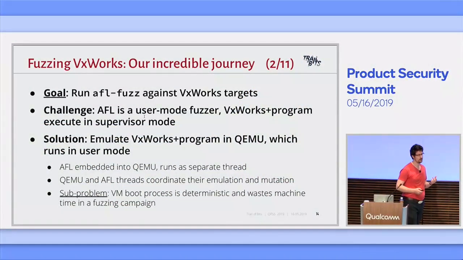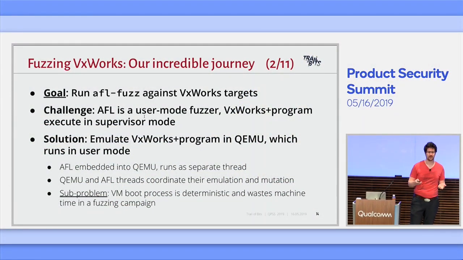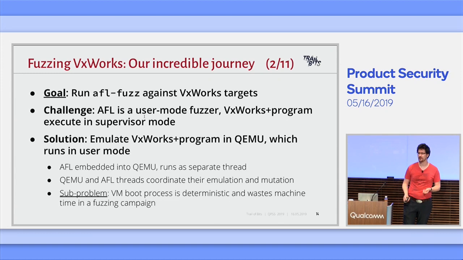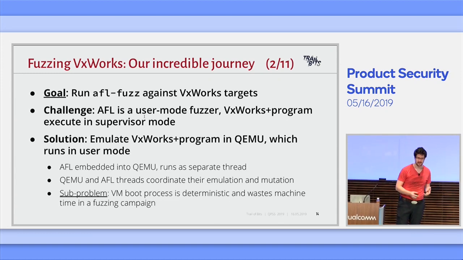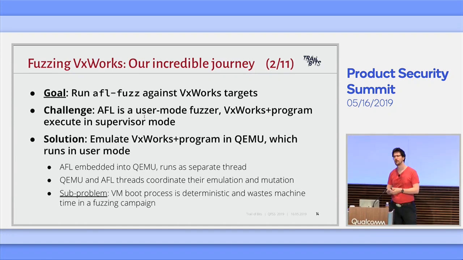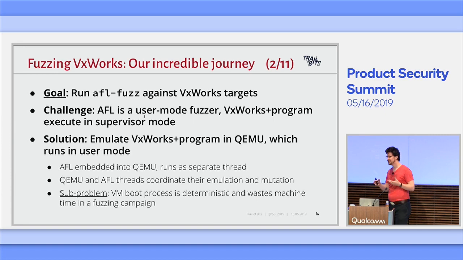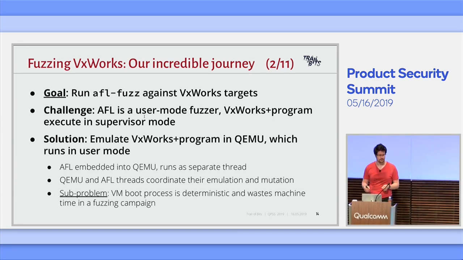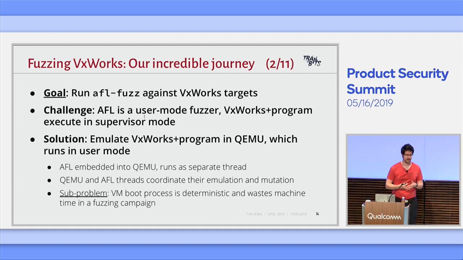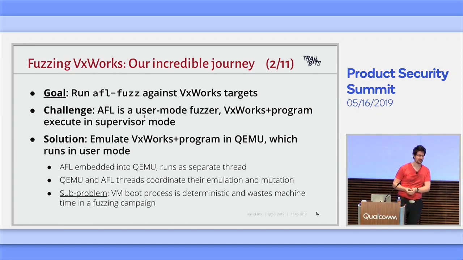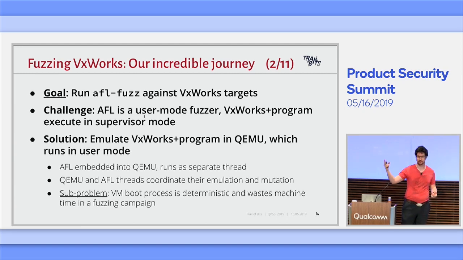And so ideally, we wanted to just run AFL fuzz on a VxWorks target. And Artem has already told you that VxWorks is this supervisor mode program or library. It runs in the kernel, runs in ring 0. And AFL is really just a user mode file-based fuzzer. And so how do we connect the two? Our approach was really just literally we're going to connect them. We're going to take the source code of AFL. We're going to put it right into QEMU. It's going to run as a separate thread. And then we have this communication between the two.